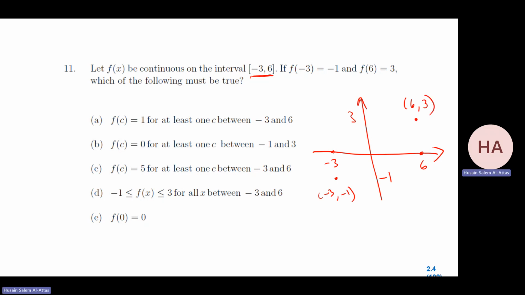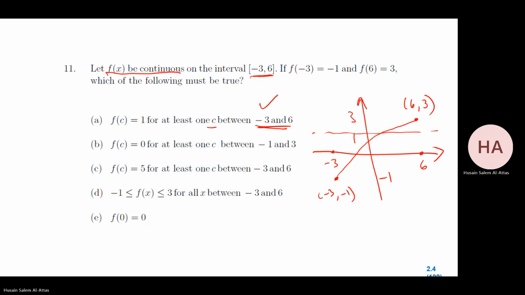Okay. And the function is continuous. So if I put f of c equal 1, this is 1. For sure, I cannot combine this to this unless I cross the 1. So there is existence between minus 3 and 6. So this is correct. The other are not correct.